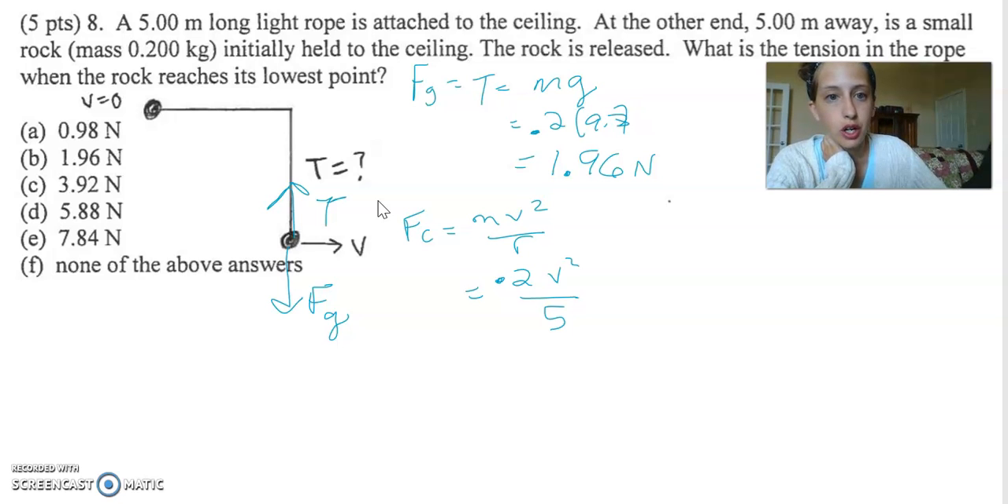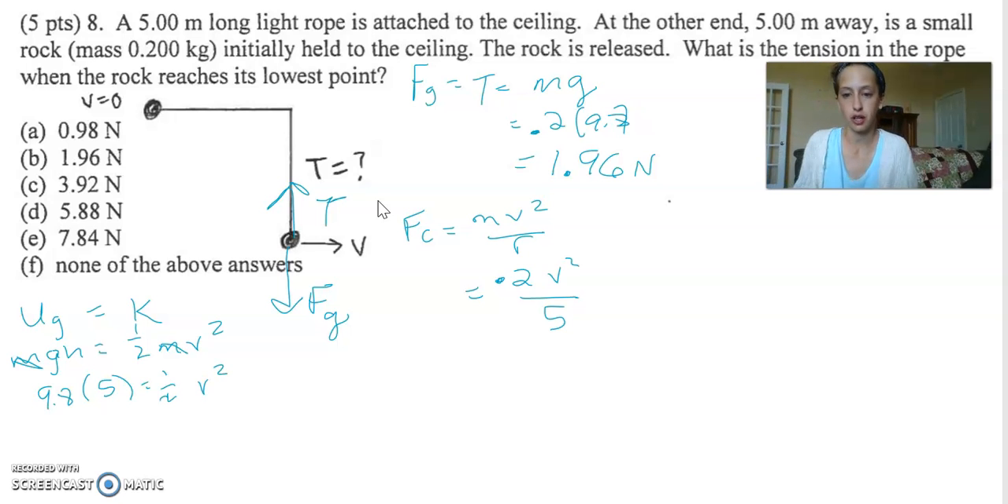Up here we start at rest, where it's all gravitational, and then down here we're going fast and it's all kinetic. So mgh equals 1/2 mv squared. The masses cancel out, so we've got 9.8, that's a height of 5 meters, equals 1/2 v squared. One equation, one unknown. Let's figure out what this velocity is. 9.8 times 5 divided by 0.5... the velocity is 6.26.